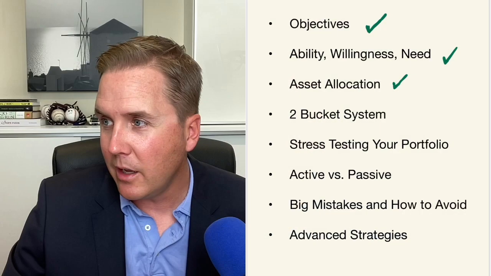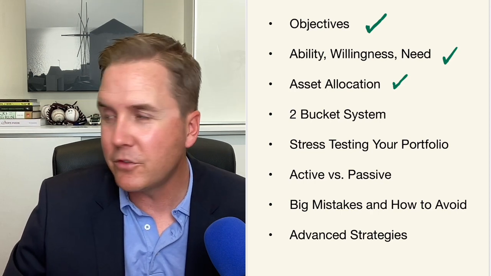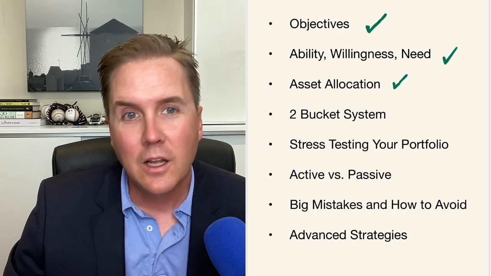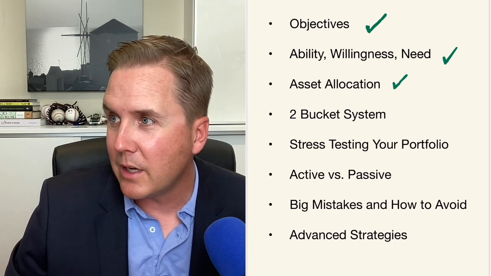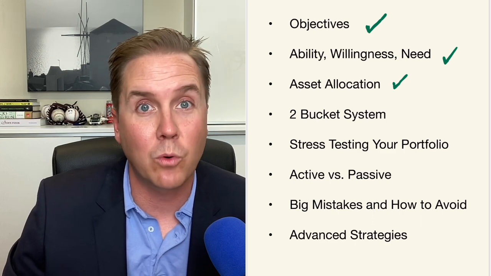Now we're going to go back to our agenda and we're going to talk about what we've covered so far. So we've talked about our objectives. We've talked about the ability, willingness, and need to take risk. And we've talked about asset allocation. Now we're going to talk a little bit more about some tactical things that we want to think about when we are building out these portfolios for retirement.